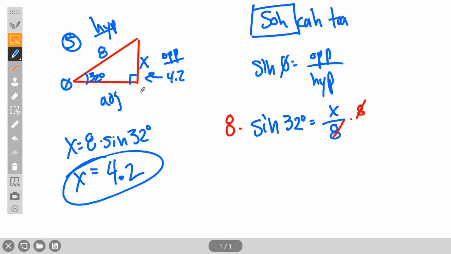Alright, so these trig functions are very useful for helping you figure out certain information about these right triangles.